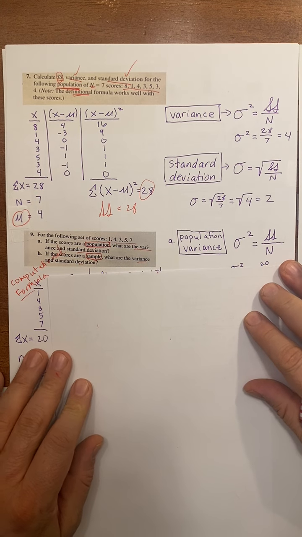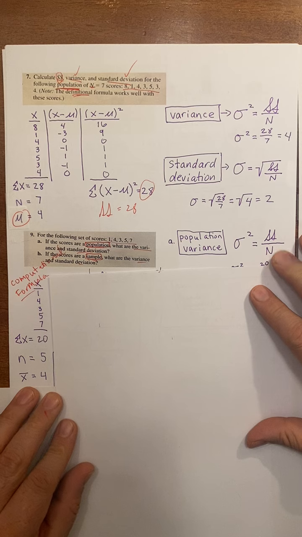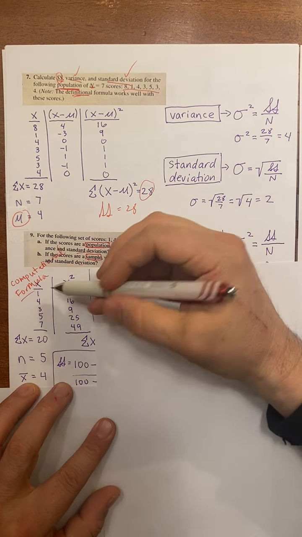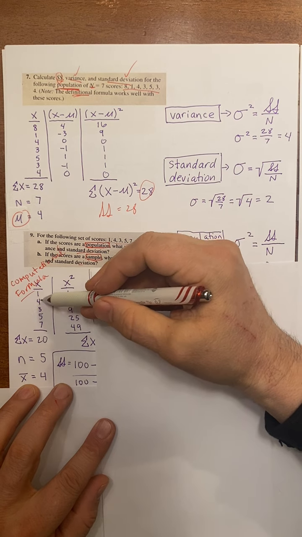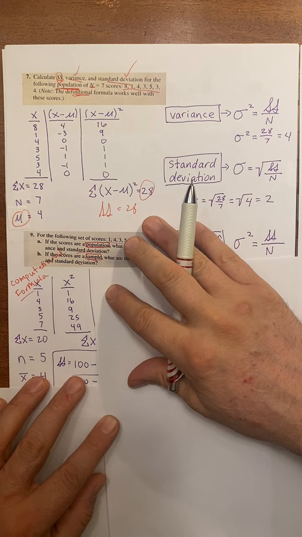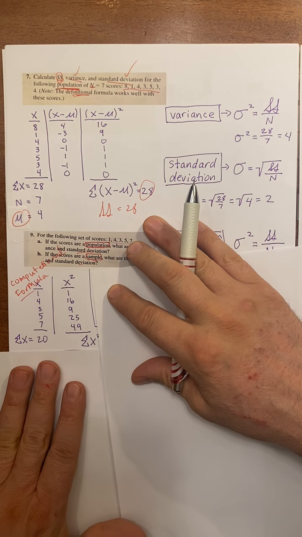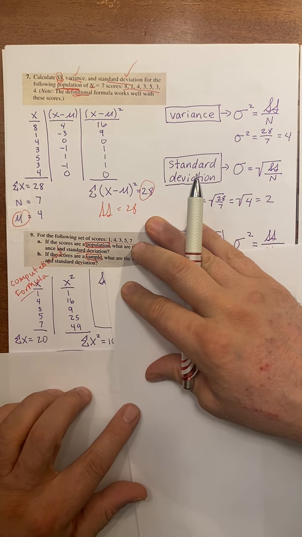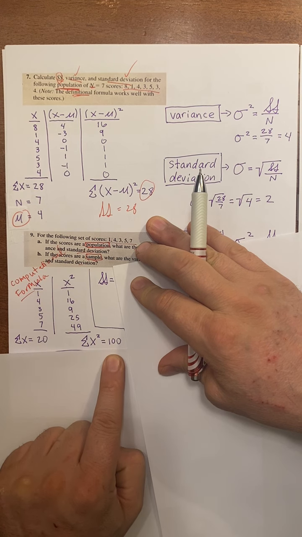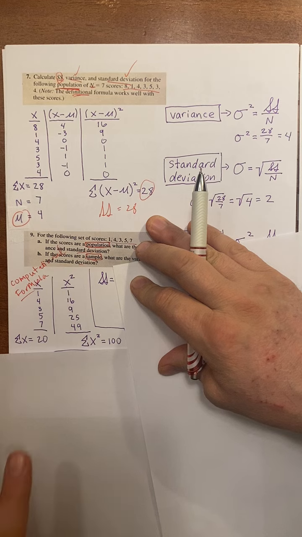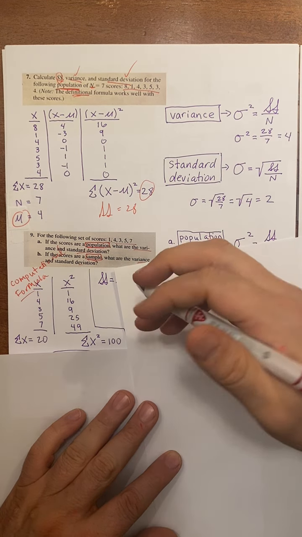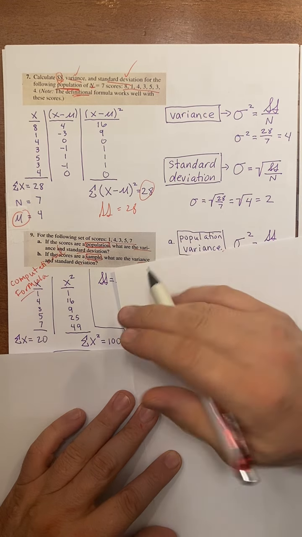But the next step in the computational formula is then we now create a column of x squared values, right? So 1 times 1 is 1, 4 times 4 is 16, and so on. The reason why we're doing this is because we want to know what the sum of the x squared values are. In this case, we're seeing that the sum is 100. So now we have everything that we need to know to pop everything into our computational sum of squares formula.